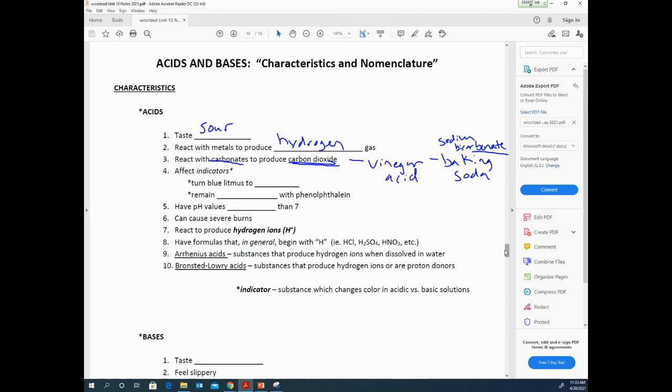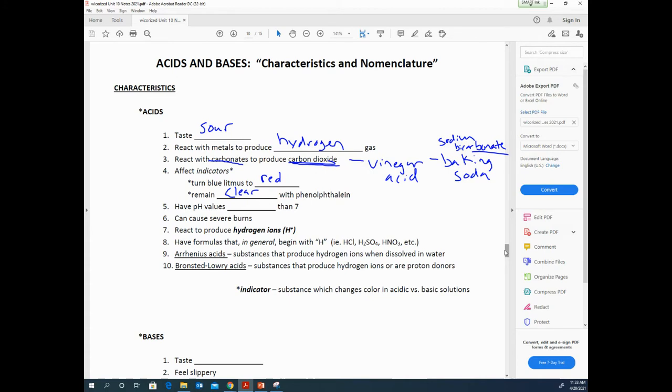The effect on indicators, so these are things that we could test. We could test some substances in the lab, and with these tests, it would tell us if it's an acid or a base, or just neutral. So if it's an acid, it's going to turn blue litmus paper red. It's going to remain clear with the adding of phenolphthalein. Phenolphthalein is a base indicator. It will turn hot pink in the presence of a base, but won't do anything with an acid. So it's going to stay clear with phenolphthalein.